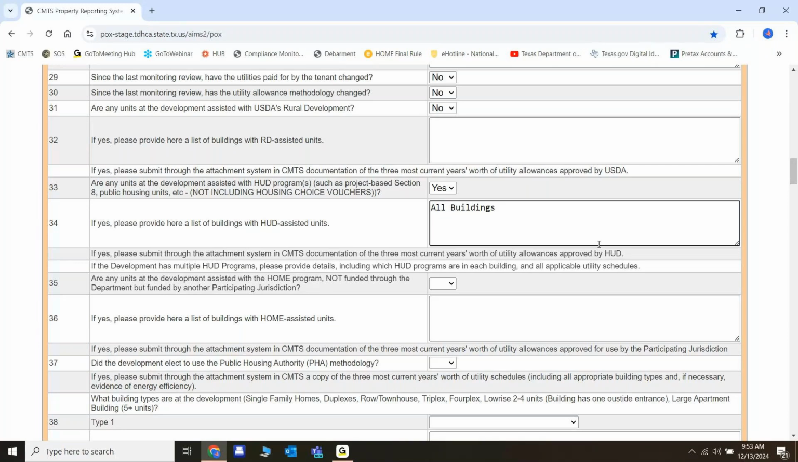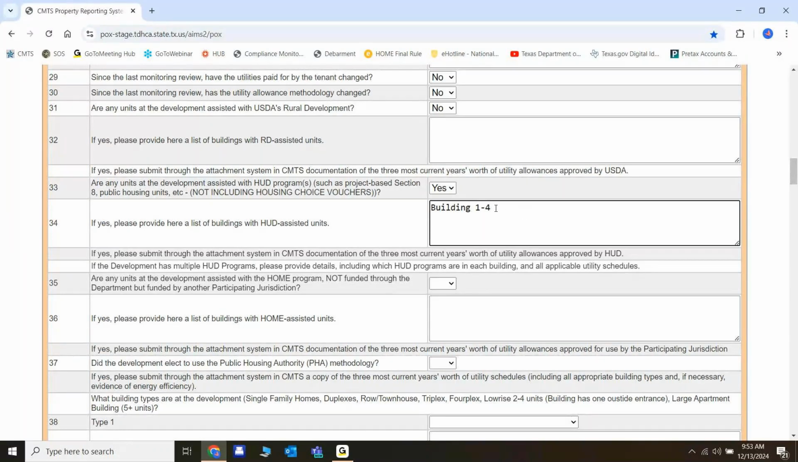You're done. If the answer is yes, but it's only buildings 1 through 4, and you got 5 buildings, you're going to upload that HUD, but then you got to keep going. This isn't a stop and skip to social services, because we got to know what utility allowance building 5 is using. So if the development has multiple HUD programs, please provide details, including what HUD programs are in each building, and submit all applicable building schedules.